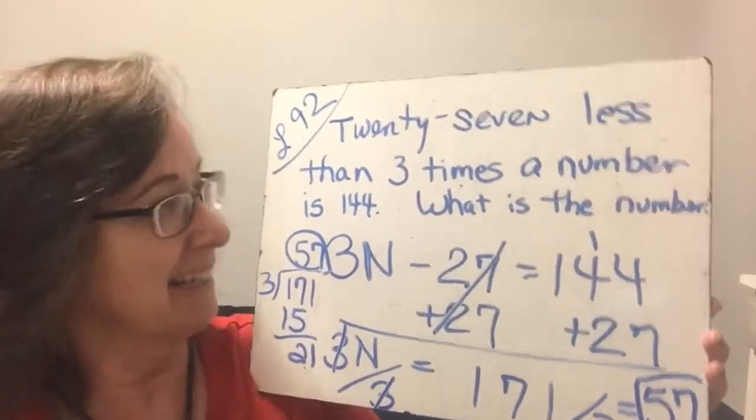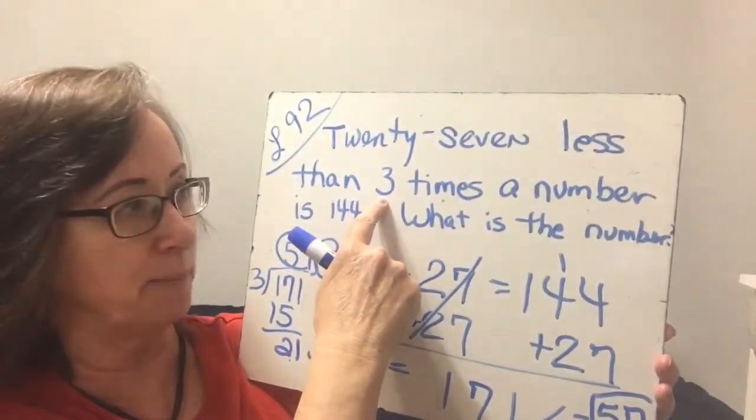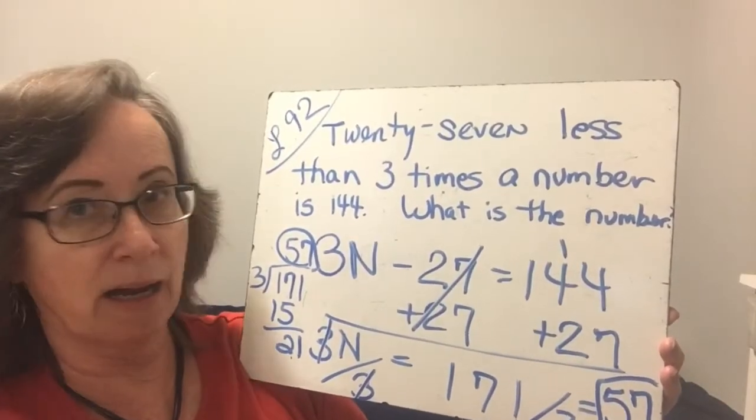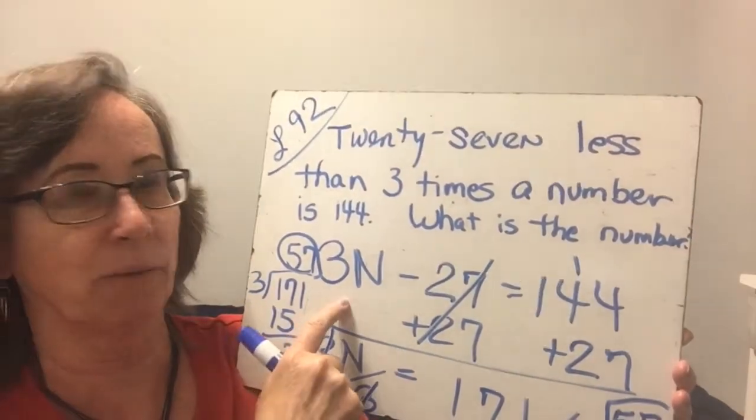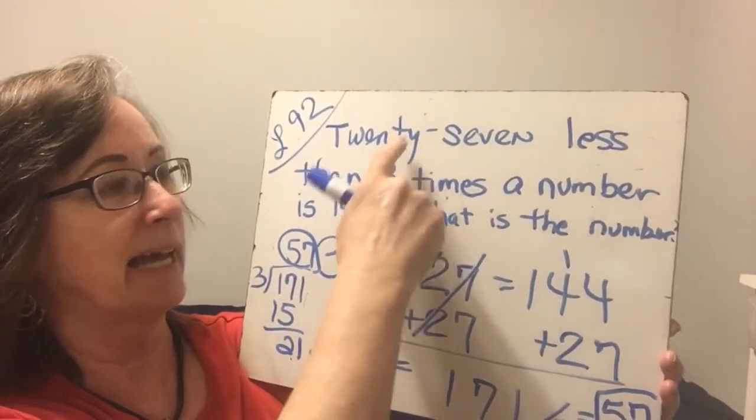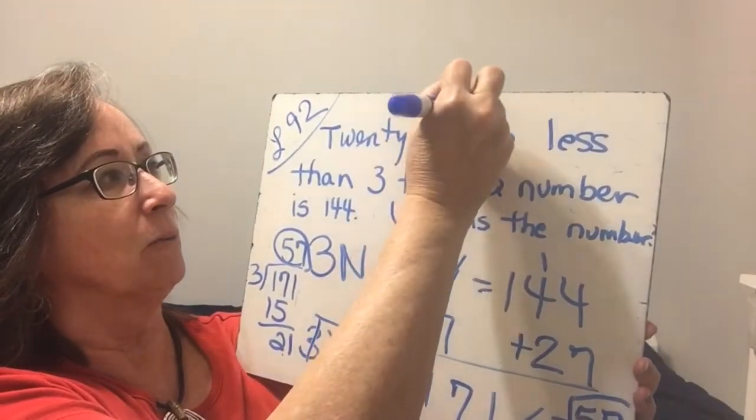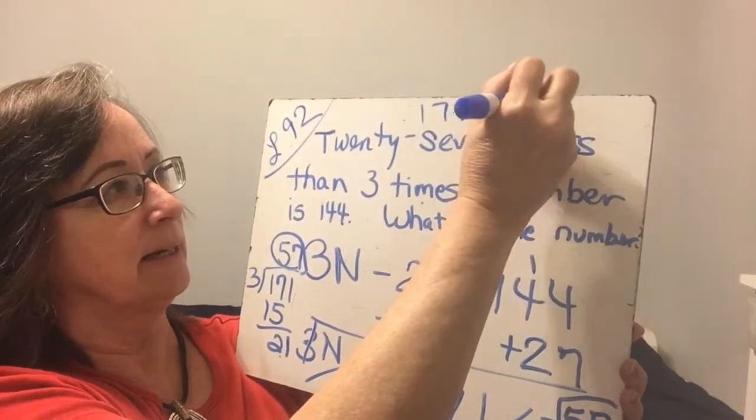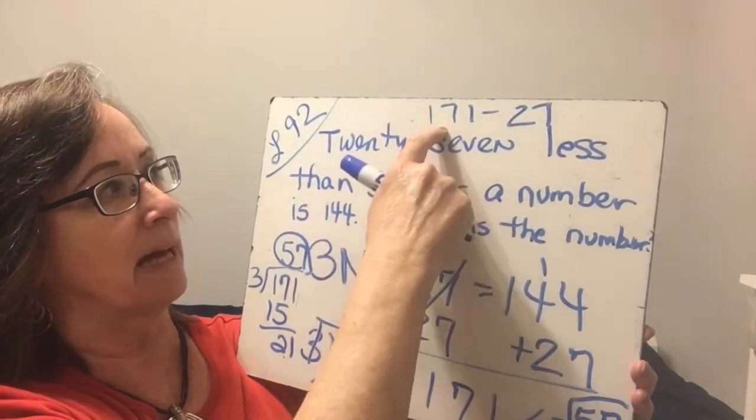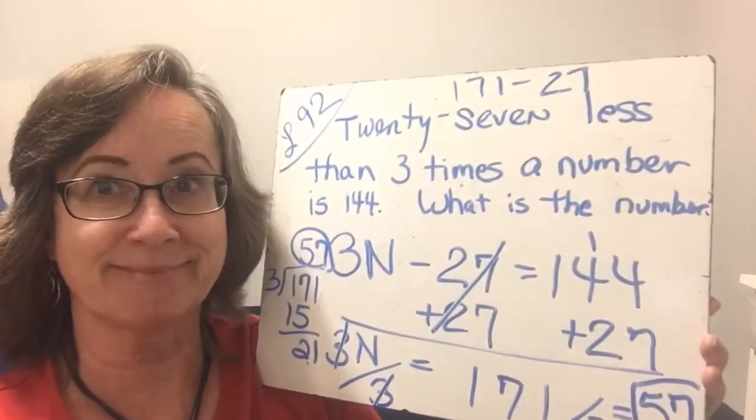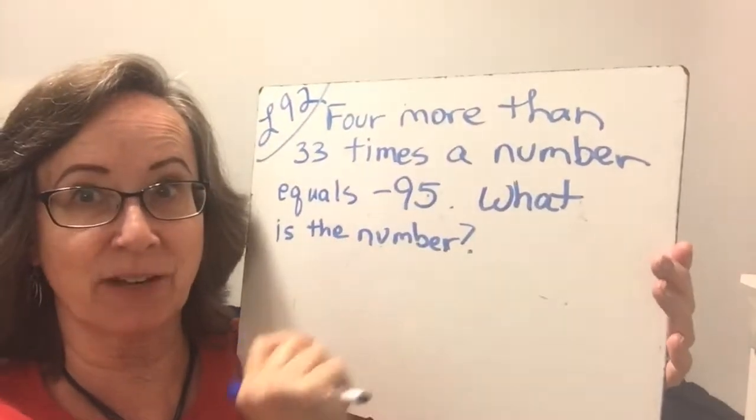So now let's check. Let's go back up here. 27 less than 3 times a number. Well, 3 times 57, well, we just did it. 3 times 57 is 171, and 171, take away the 27. And when I borrow, I get an 11 minus 7 is the 4. That's now a 16 minus 2 is the 14. And it works.